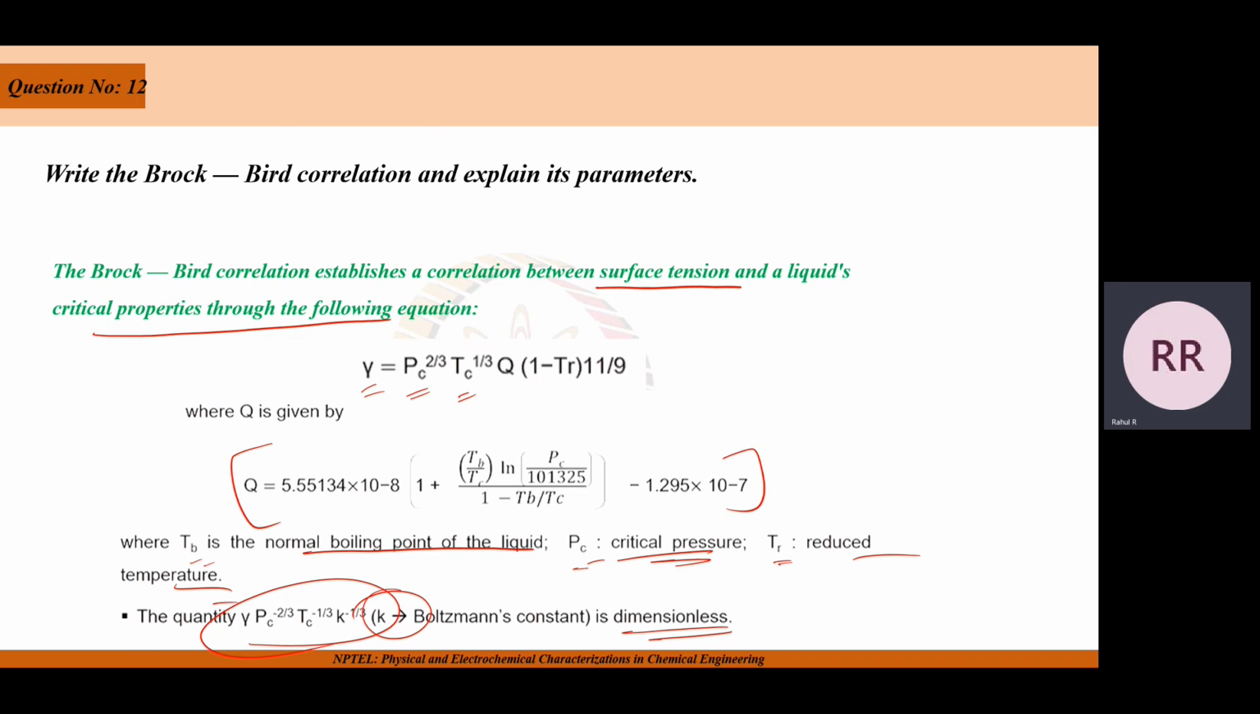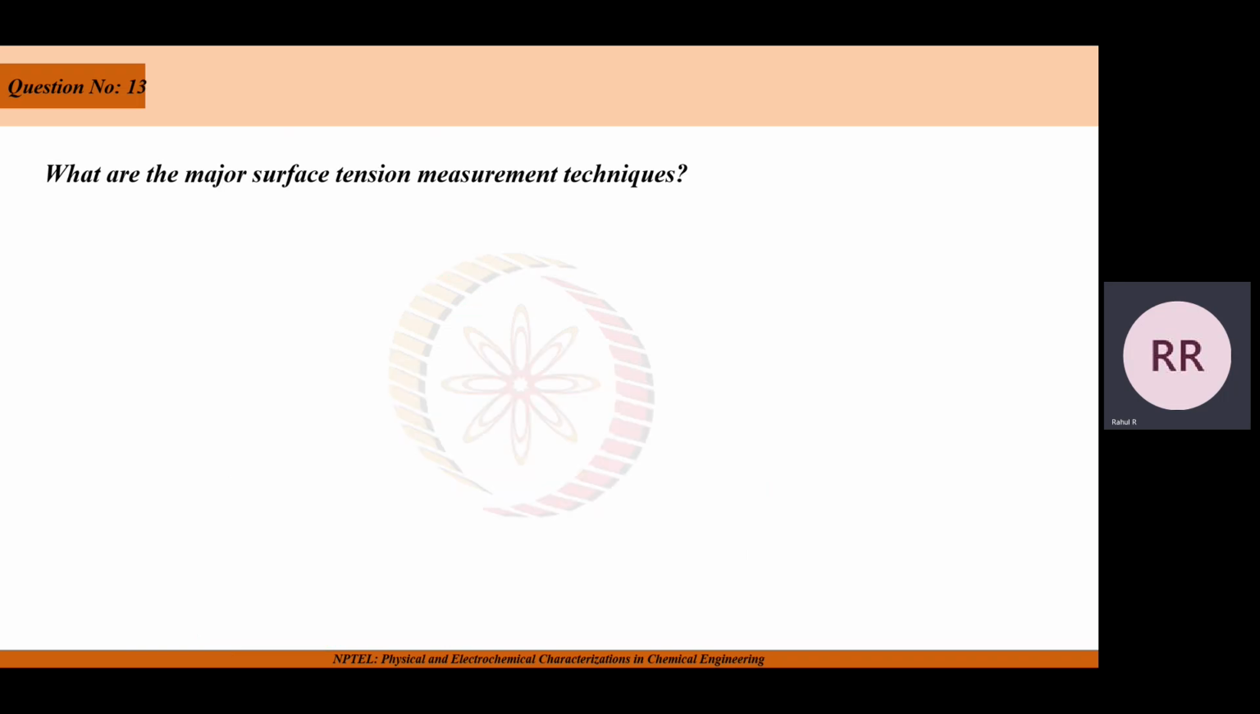Now let me move on to the next question. What are the major surface tension measurement techniques? What are the major techniques that are used to measure surface tension? Think about it for a while, then I will let you know the answer.